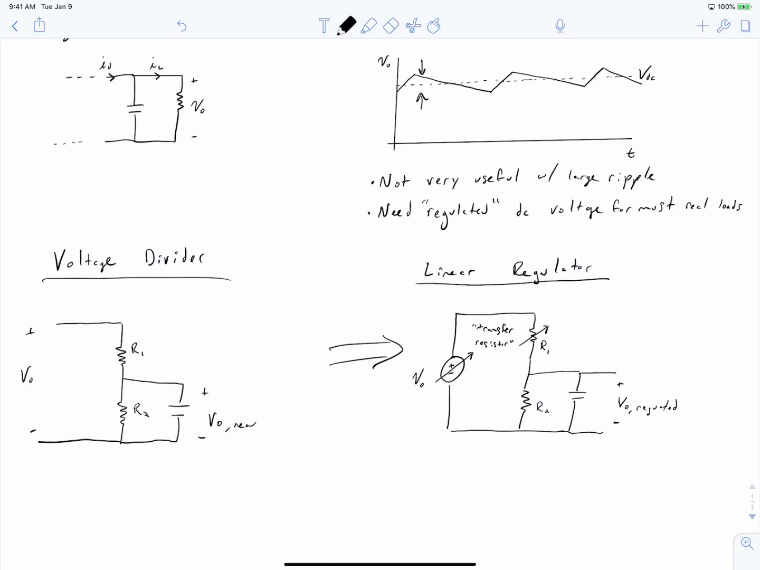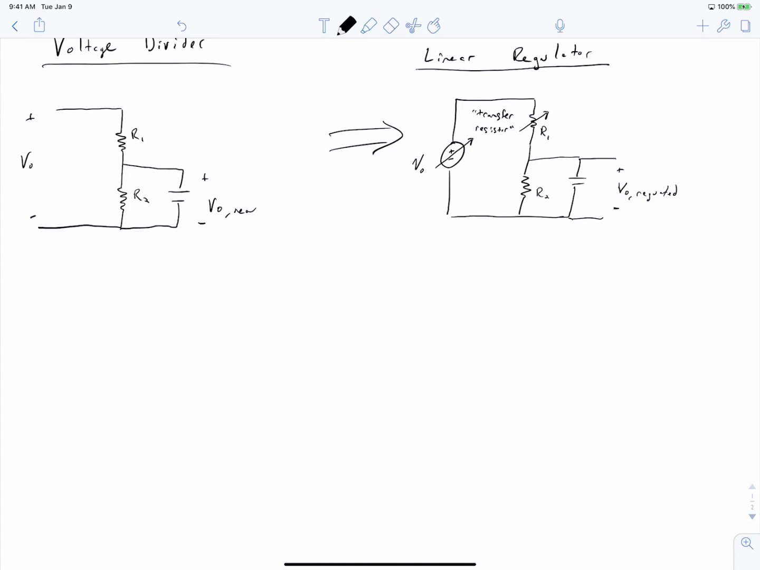Is there such a device that we can electrically control the resistance of? And in fact, such a device does exist. It's called a transistor. The word transistor is coined from this phrase, transfer resistor. So let's redraw this now in a way that represents what an actual linear regulator looks like. So in this case, you see that I've replaced our variable resistor with the transfer resistor, with the transistor.